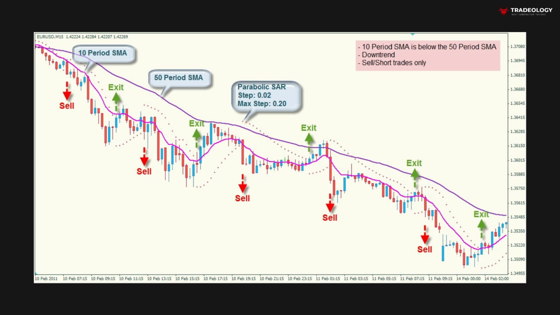So in this image here, you can see the trend is down. The 10 period SMA is below the 50 period SMA. And since the short period SMA is below the longer period SMA, it confirms that it's a downtrend. Notice that the parabolic SAR makes longer and more reliable arcs if found above the candles. This is why we should only sell when the market is in a downtrend.